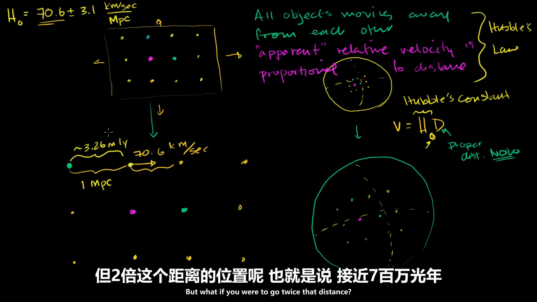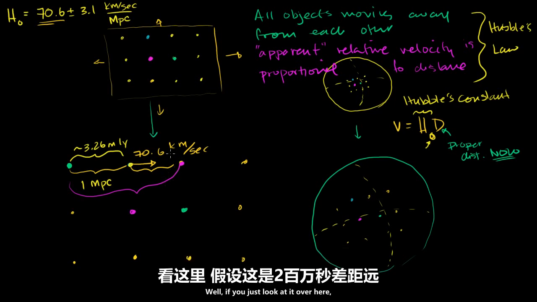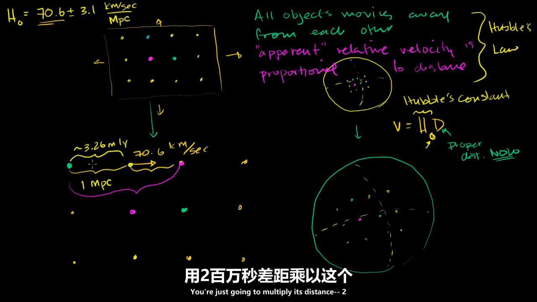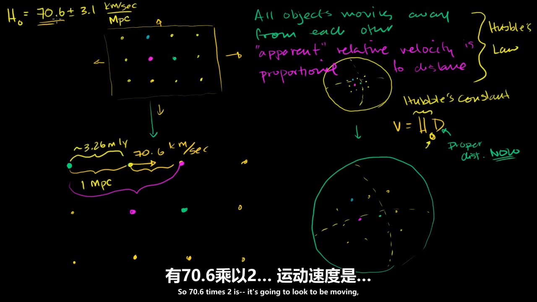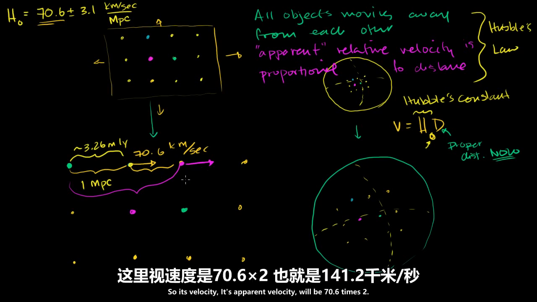But what if you were to go twice that distance? If you were to look at something that's almost 7 million light years away, 2 megaparsecs away, how fast would that be receding? Well, it's 2 megaparsecs away, so it's going to be twice this. You're just going to multiply its distance, 2 megaparsecs, times this. The megaparsecs cancel out. So it's going to look to be moving. It's not moving in space. Remember, space is just stretching. So its apparent velocity will be 70.6 times 2, so that's 141.2 kilometers per second.